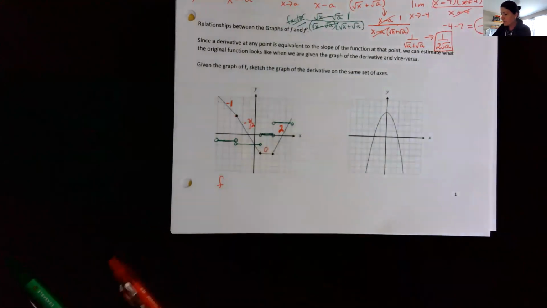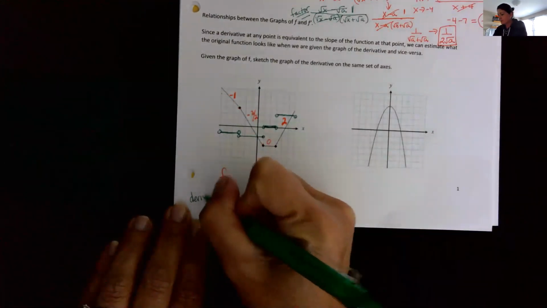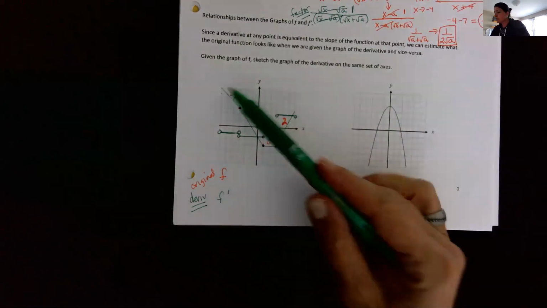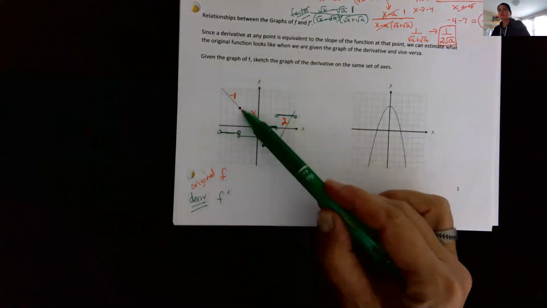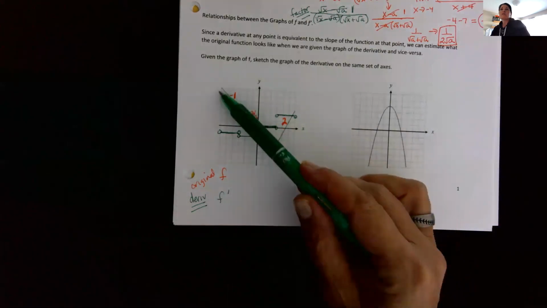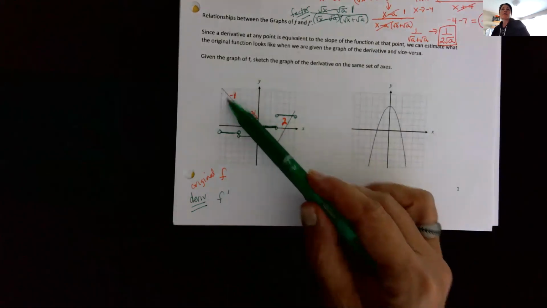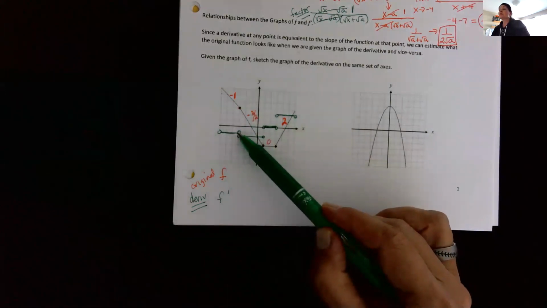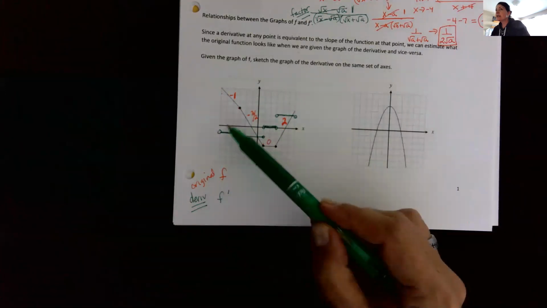So let's say f is the original. F prime was the derivative, right? Okay. So let's make some relationships here. All right. So in that first line segment, notice what your original is doing. Yes, it has a slope of -1. So that means your graph, your function is decreasing right here. So f is decreasing. And where did we actually place our derivative? Below the x-axis, in the negative area.